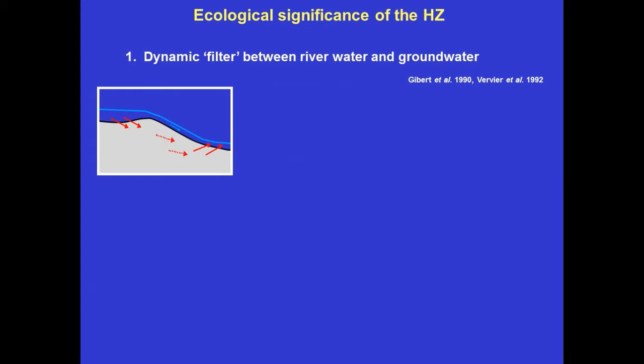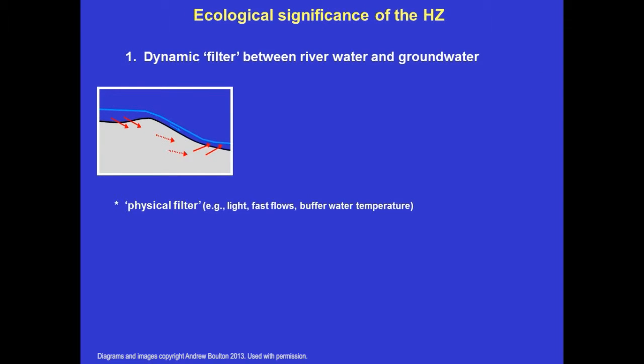And those sorts of ideas I think have really excited and tantalised me in thinking about how rivers and groundwaters interact. And it raises the question then, well okay, this is all fascinating stuff, but what does it mean in terms of the ecological significance of the hyporheic zone for the stream systems? In 1990, French authors Janine Gibert and Philippe Vervier published a pair of interesting papers discussing the hyporheic zone as a dynamic filter, or as an ecotone, between river water and groundwater.